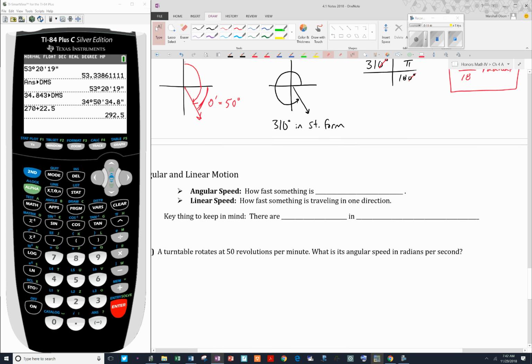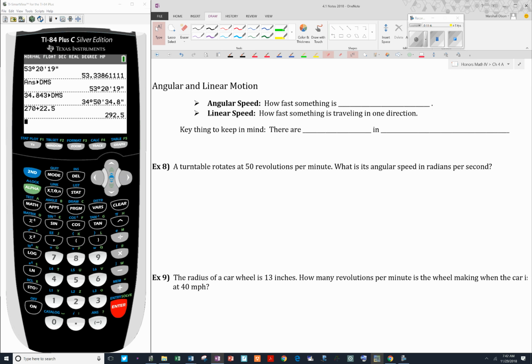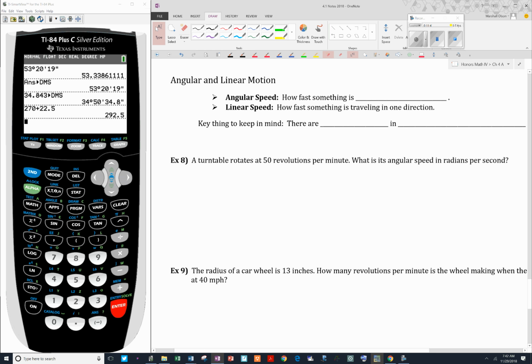Okay, now some applications here. Well, that was a sort of application. Another application that we're going to be using in this section is angular speed in relation to what's called linear speed. Linear speed is something that you're used to. Linear speed is how fast something is traveling one direction. That's the speed that you're used to. And angular speed is how fast something is spinning.